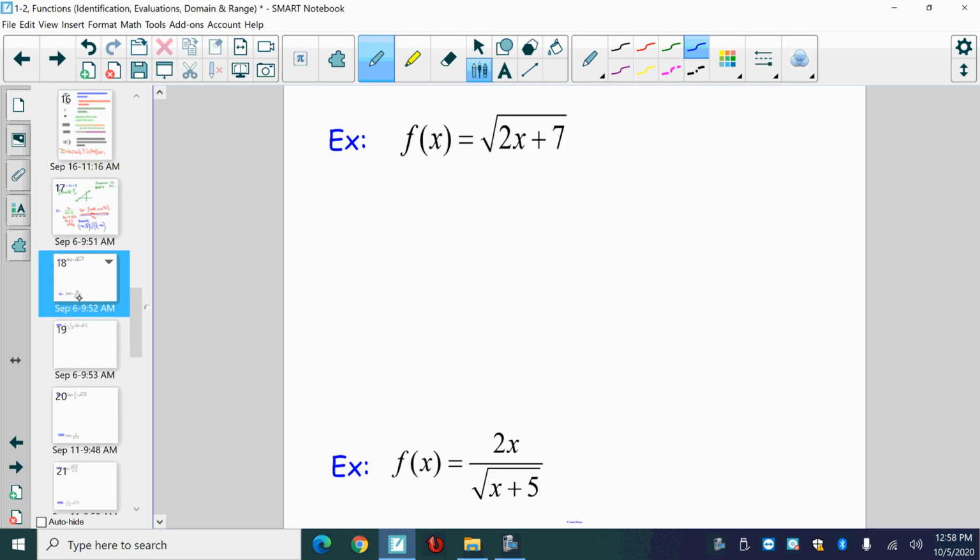Okay, do I have a fraction? Nope. Do I have a root? Yes, I do have a root.